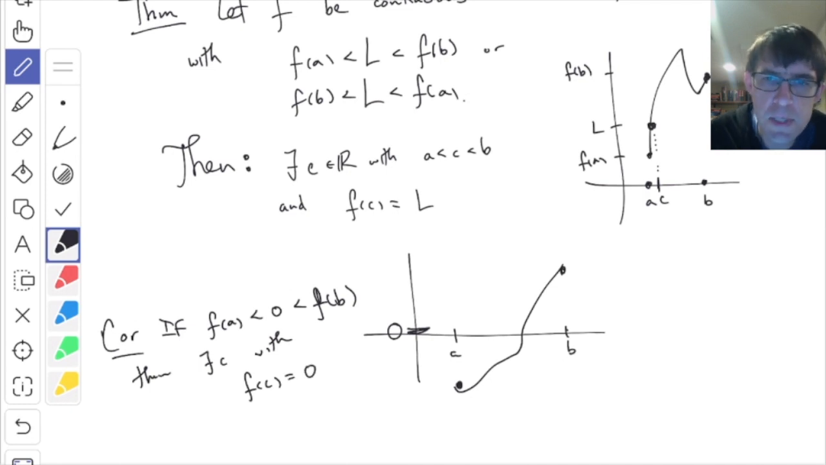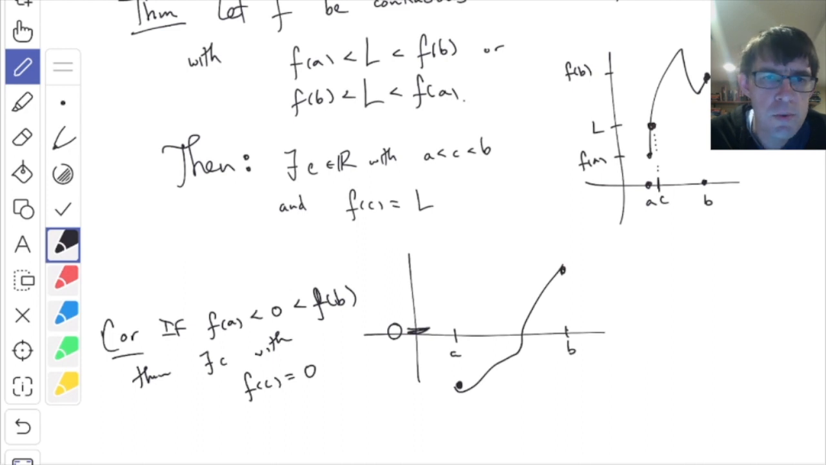If you have something which is negative on one end of the interval and positive on the other end of the interval, then it must have been 0 at some point in between, in the middle of the interval, right? This is a consequence of the intermediate value theorem. This is a special case where you use L equaling 0, and then you write all the same stuff. Okay.